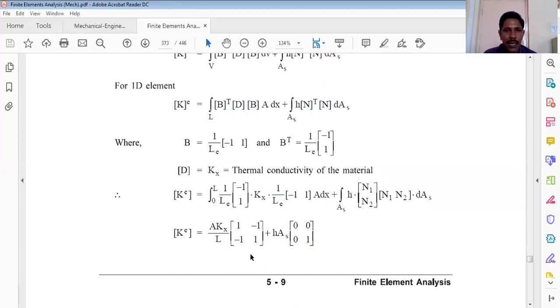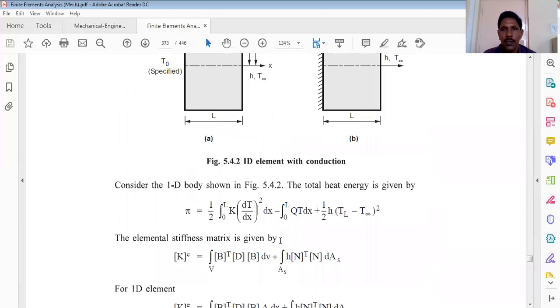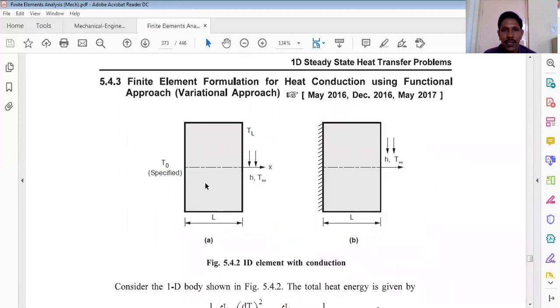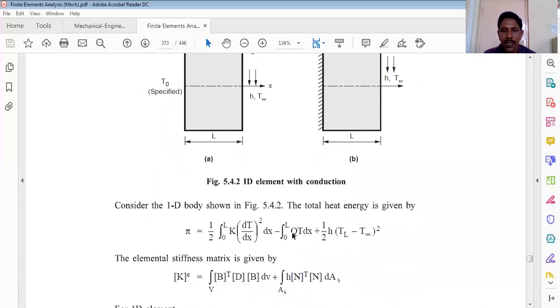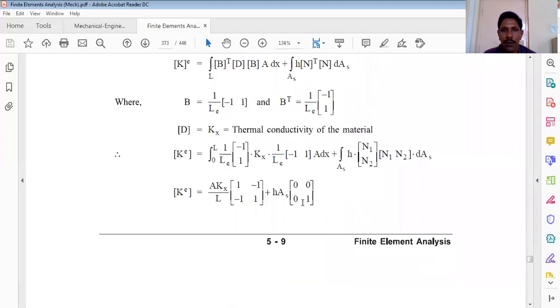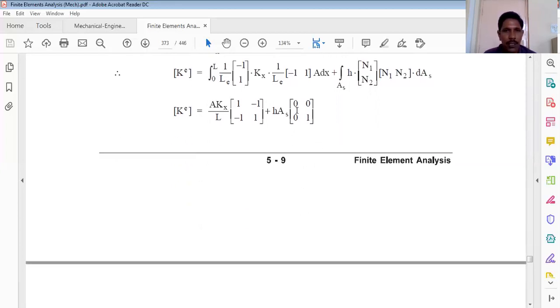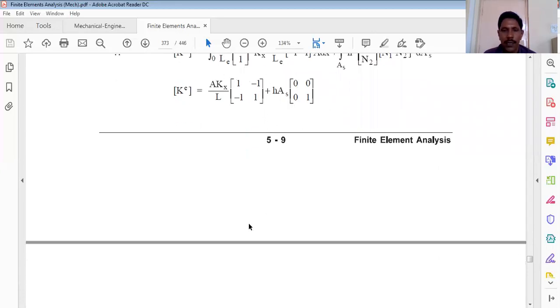So conduction is there at node number 1, at node number 2 also, but whereas convection, as per the sketch, is there at node number 2 but not at node number 1. So we have to consider this convection term only at the 2 cross 2 entity. Whereas conduction is there at the 1 cross 1, 1 cross 2, 2 cross 1, and 2 cross 2 entities. Whereas the convection is there at the 2 cross 2 entity. So this is the thermal conductivity matrix in case of thermal problem.